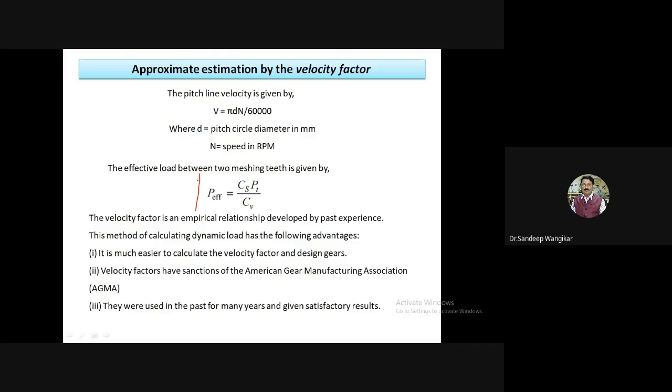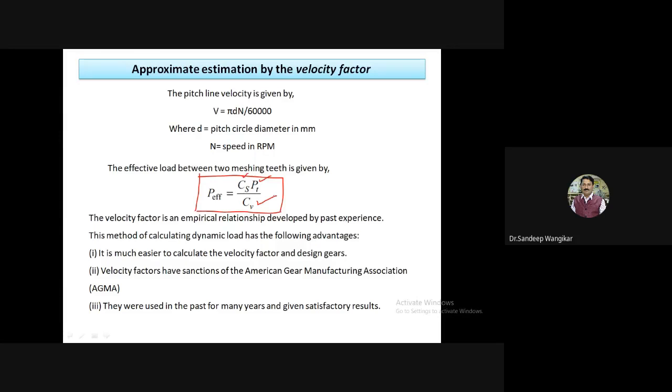P effective is equal to CS into PT divided by CV, where P effective is the effective load acting on the gear by considering the first method, that is, the approximate estimation of dynamic load. CS stands for the service factor we have already discussed, PT is the tangential load acting on the gear tooth, and CV is the velocity factor. We will calculate CV by any one of the formulas based on how the gears are machined. The velocity factor is an empirical relationship developed from past experience.